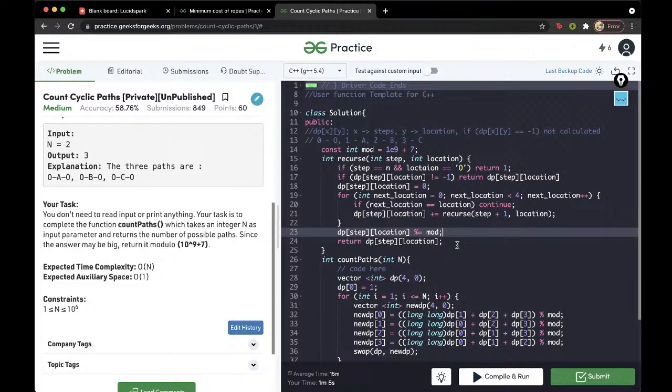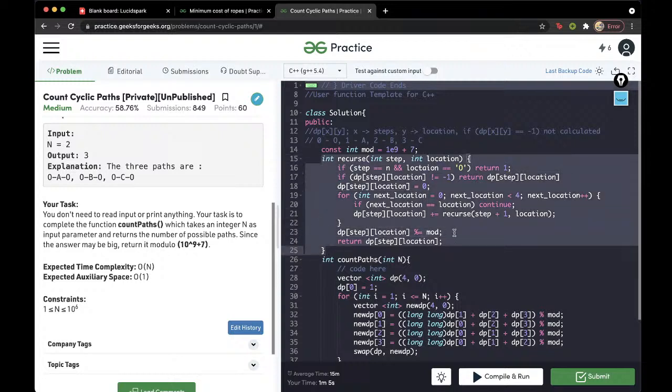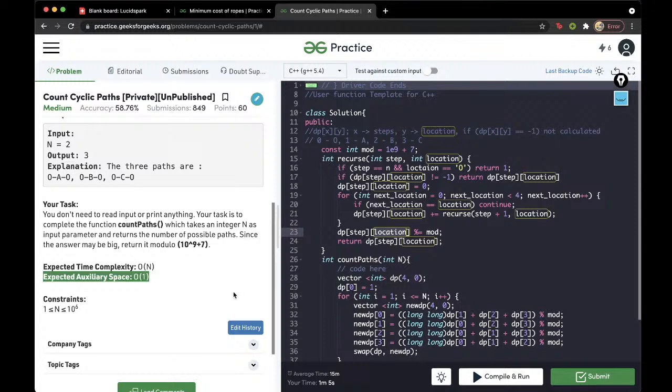But now the location can be at most 4 and the steps can be n, so n can be 10 power 6, right. The way to calculate memory complexity for this is the number of things you store, and the number of things you store is, for each step you can have 4 locations. So the memory complexity will be 10 power 6 into 4, which is in order of O of n, but the expected complexity is O of 1, so the solution will pass, but you can do better than this, right.